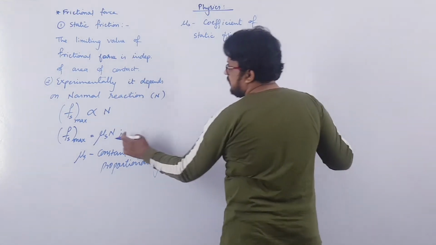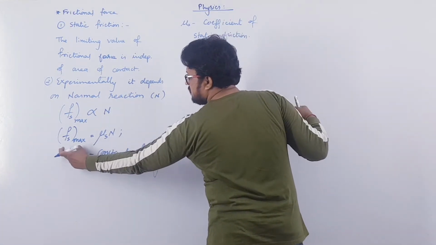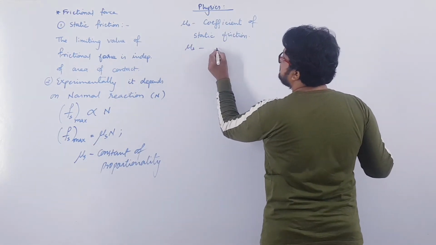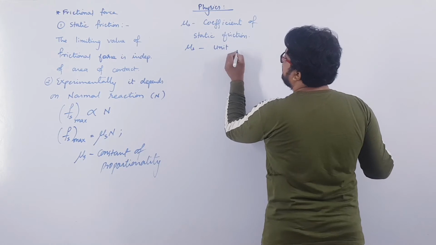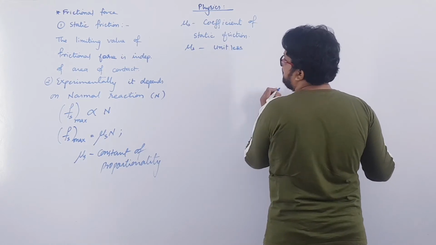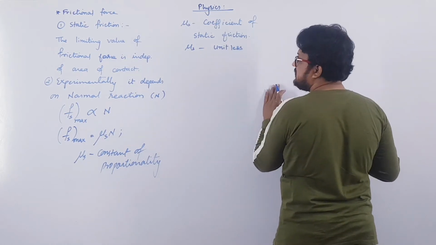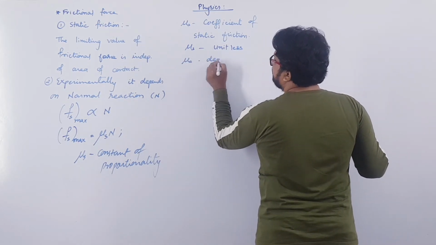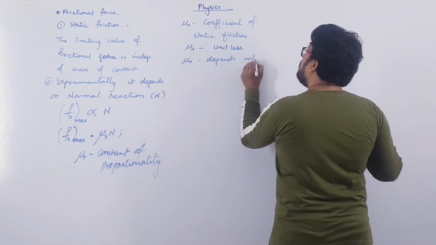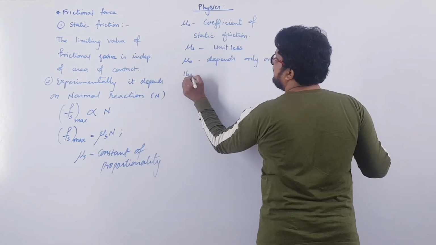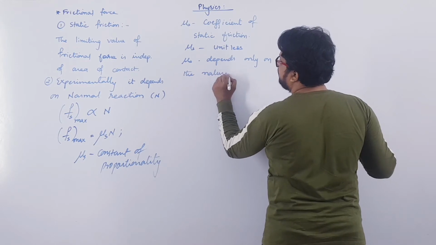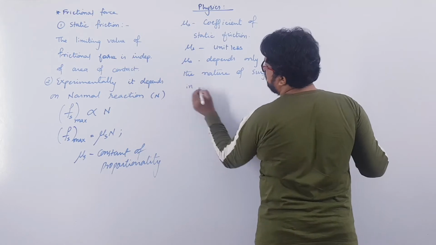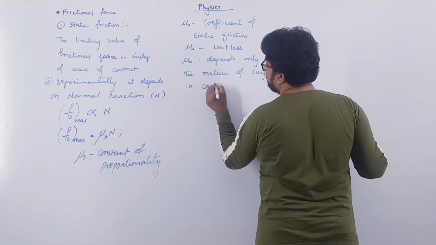It is unitless. Look, this is also force, this is also force, so force upon force will get cancelled out. So you can say that mu s is unitless, or it has no unit, right? The dimensional formula will also be M0 L0 T0. Mu s depends only on the nature of the surfaces in contact.